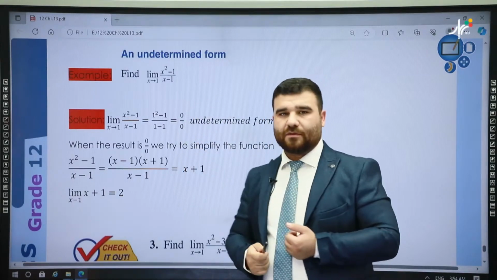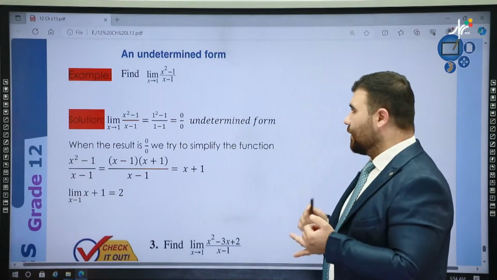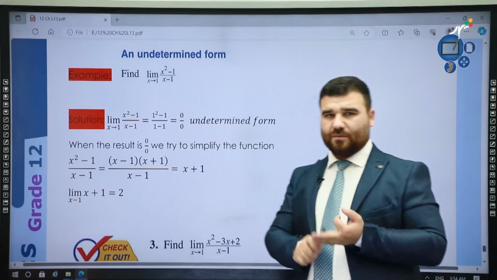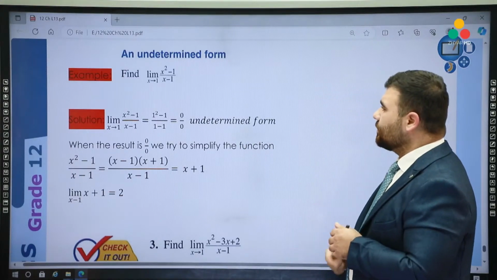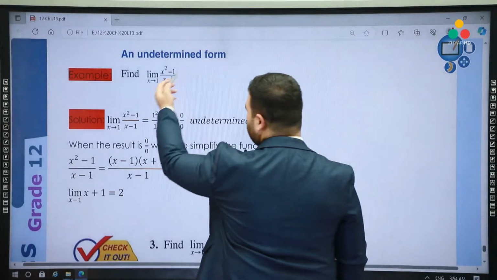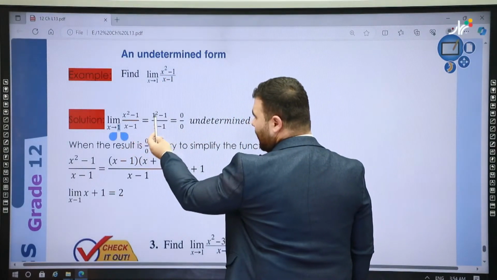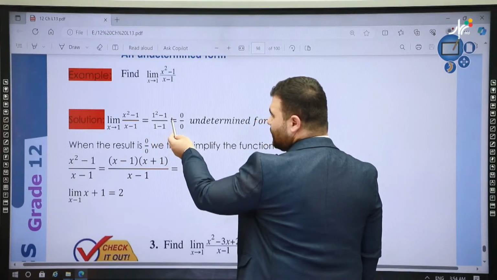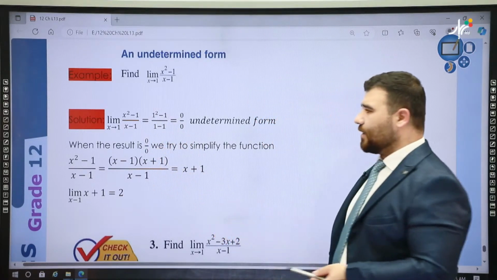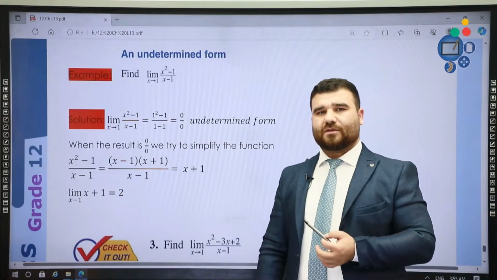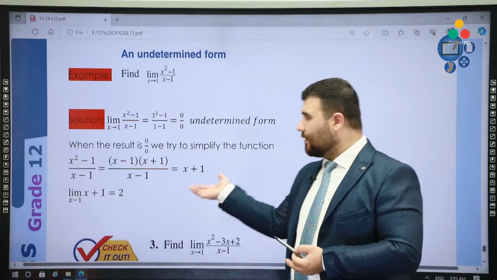When you see 0 over 0, we either factor and some factors cancel out, or we multiply by conjugate, or we simplify. Then let's do this. Limit x tends to 1, x squared minus 1 over x minus 1. If I directly replace each x with 1, I will have 1 squared minus 1, that's 0, over 1 minus 1, that's another 0. Then I got 0 over 0. This 0 over 0 means I need to simplify this.